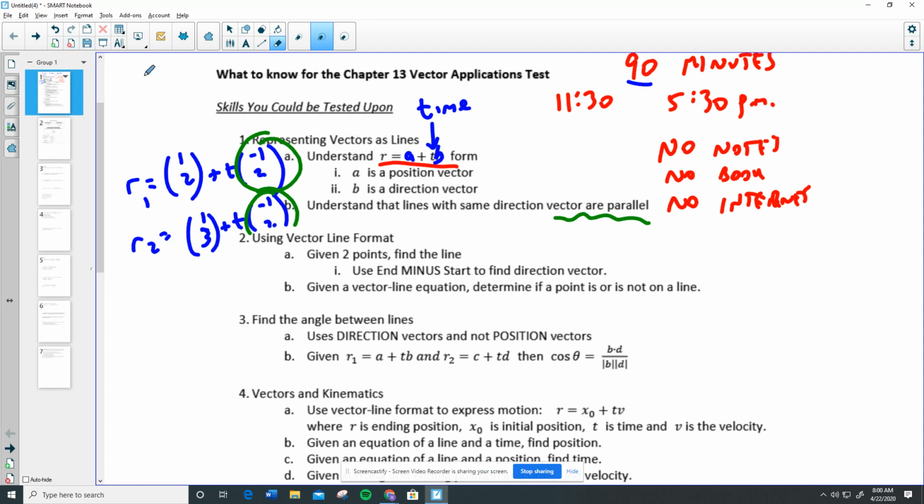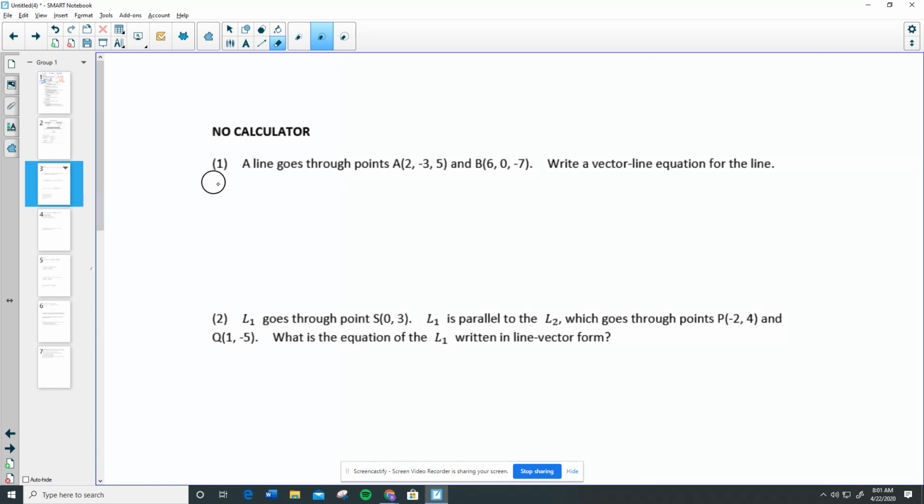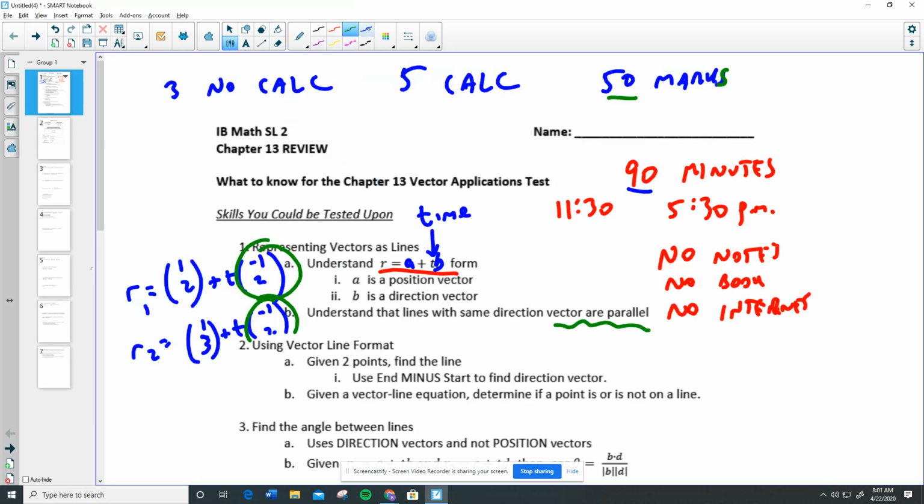If I give you 2 points, you should be able to find the line. So this is a question right here. It's the very first question in the review packet, and it's something you need to be able to do. In order to find the direction vector, you use end minus start, like we were doing last unit. And once you have the direction vector, you just use one of the points as the position vector.